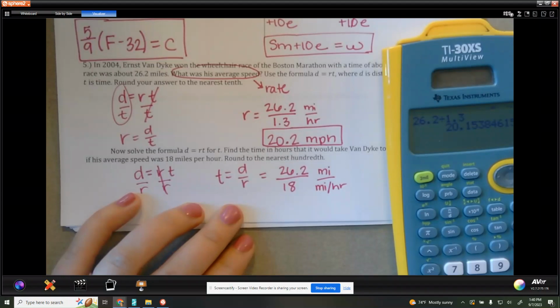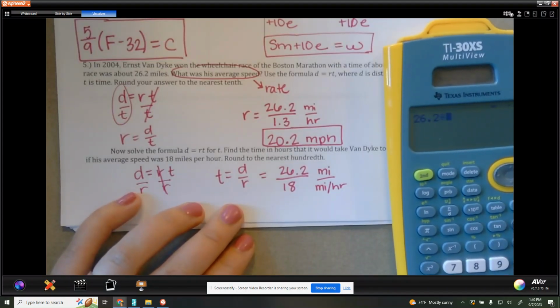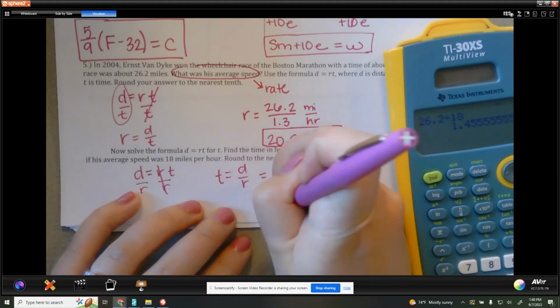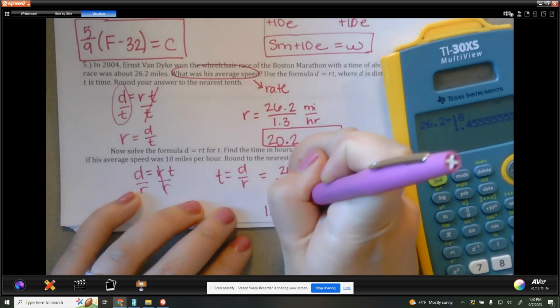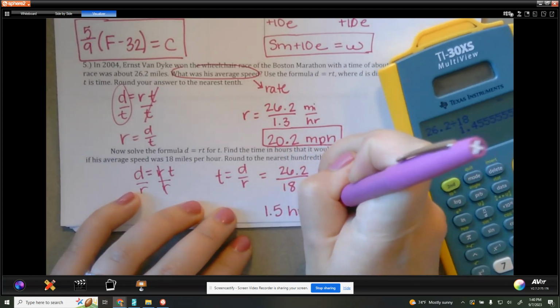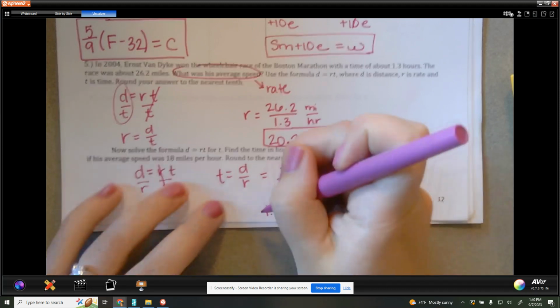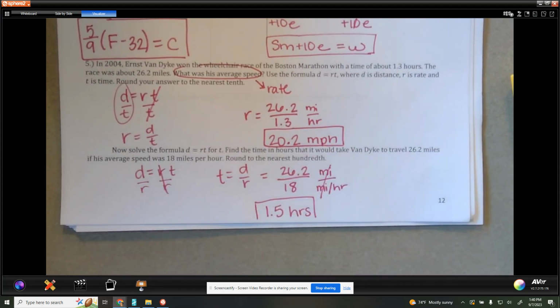All right, 26.2 divided by 18 is 1.45. I'm just going to round that up to 1.5 hours. Miles cancel out, we've got hours left over. So it took him a little bit longer, not 1.3 hours, it's 1.5. But that's because he was going a little bit slower, only 18 miles per hour. Woohoo! Okay, you guys, I know it's kind of crazy. Just keep opposites here. Do your best on this one.